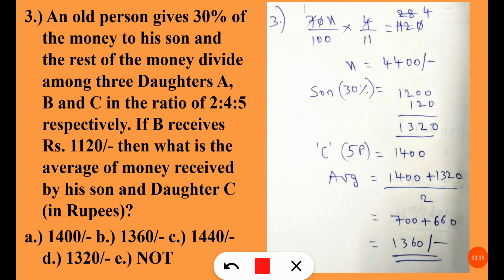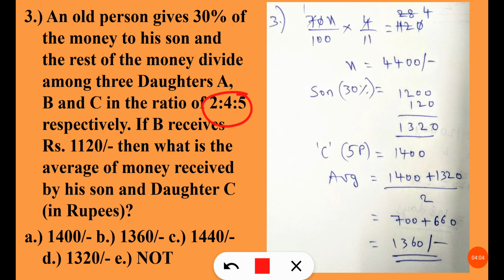There is some X amount. That X amount was distributed among daughters and sons. Son received 30% of the money and daughters received 70% of the money. So let us consider the daughters' money as 70x by 100, and out of 70x by 100, daughter B received 1120. 1120 rupees is equal to 4 parts.